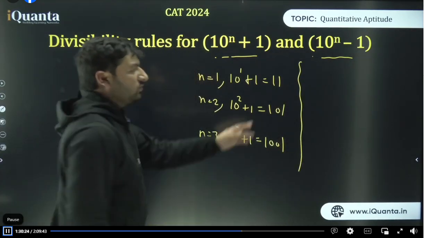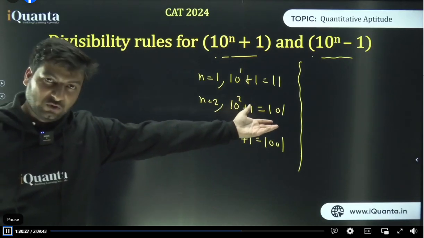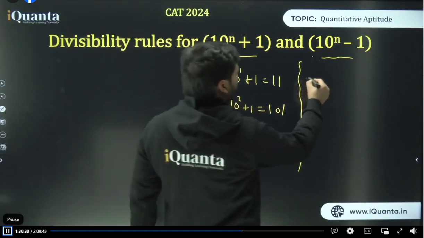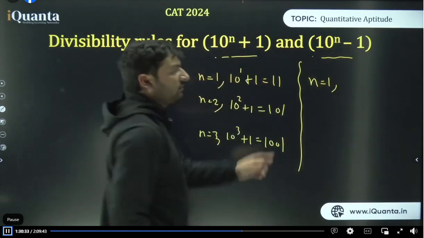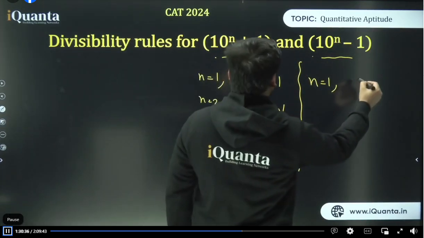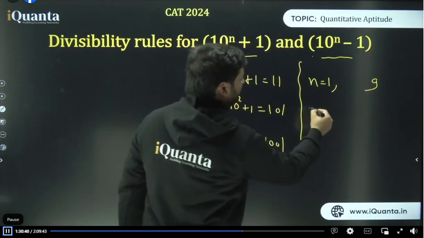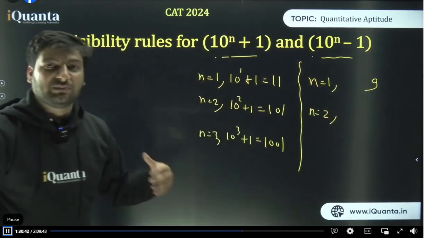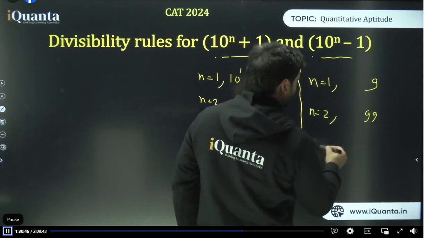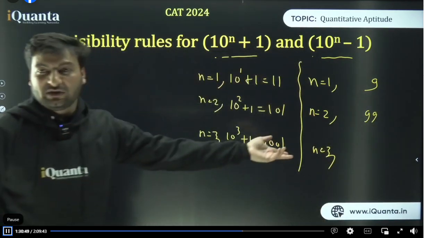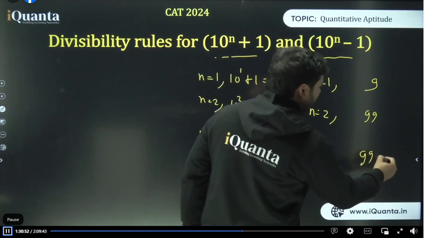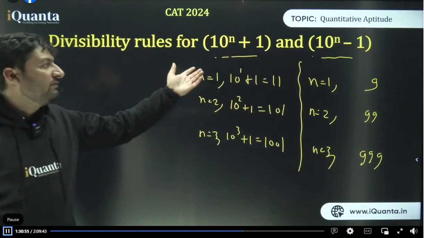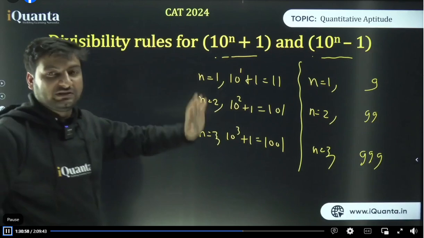Similarly, numbers of the form 10 to the power n minus 1: if I put n equal to 1, what will I get? 10 to the power 1 minus 1, that means 10 minus 1, which gives me 9, right? If I put n equals to 2, I will get 10 square minus 1, that means 100 minus 1, which means 99. If I put n equals to 3, 10 cube minus 1, that means 1000 minus 1, which means what? 999. Is it clear till here? What kind of numbers will we get if we put n equals to 1, 2, 3, 4 and so on? Is that clear?